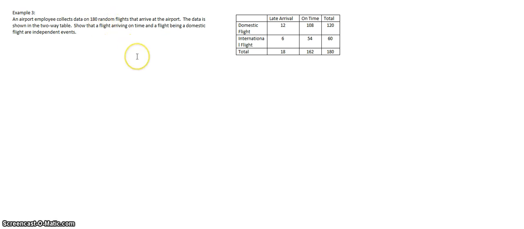Now, the next example that we have is this. There's a little bit more information on this one than it was on your sheet. An airport employee collects data on 180 random flights that arrive at an airport. The data is shown in this table over here. Show that flights arriving on time and flights being a domestic flight are independent events.